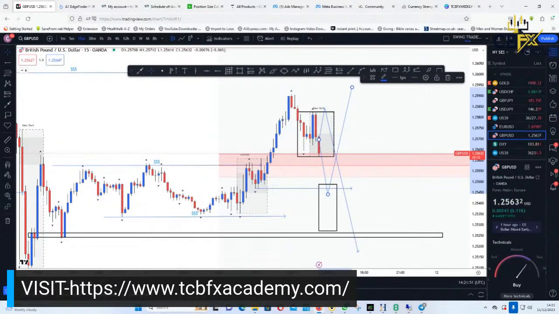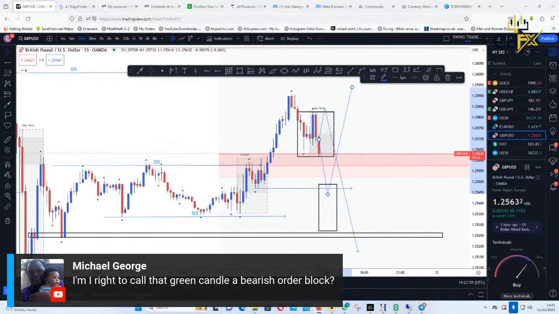Someone says, am I right to call that green candle a bearish order block? Which candle? The green one, this one here. At the moment, it's secondary. It's called a secondary order block. Yes, it's an order block, but it's secondary.